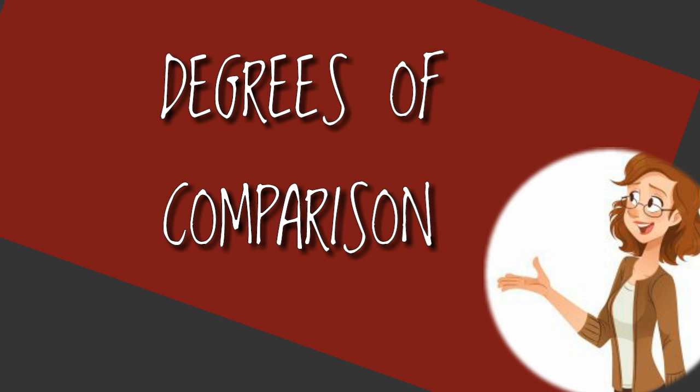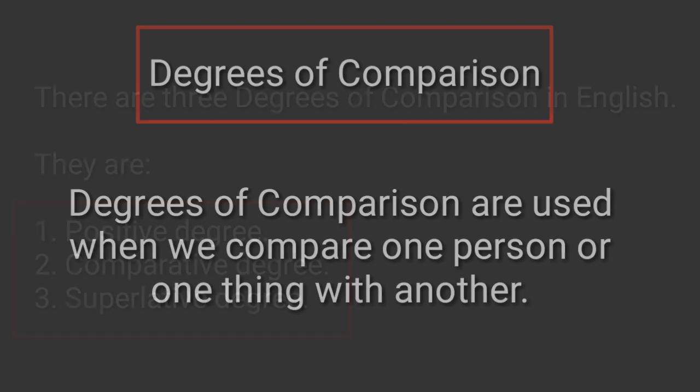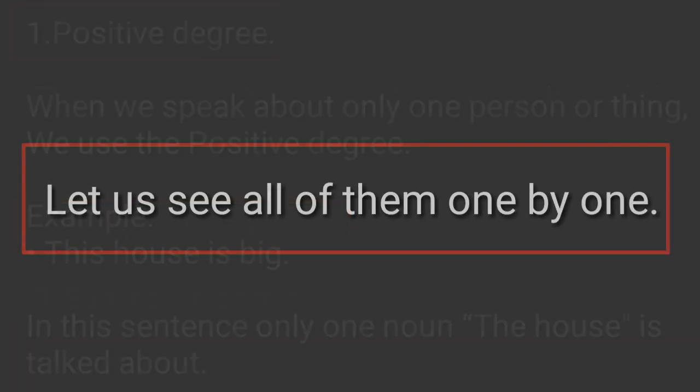Hello children, here I am with another grammar topic, degrees of comparison. Degrees of comparison are used when we compare one person or one thing with another. There are 3 degrees of comparison in English. They are positive degree, comparative degree and superlative degree. Let's see all of them one by one.